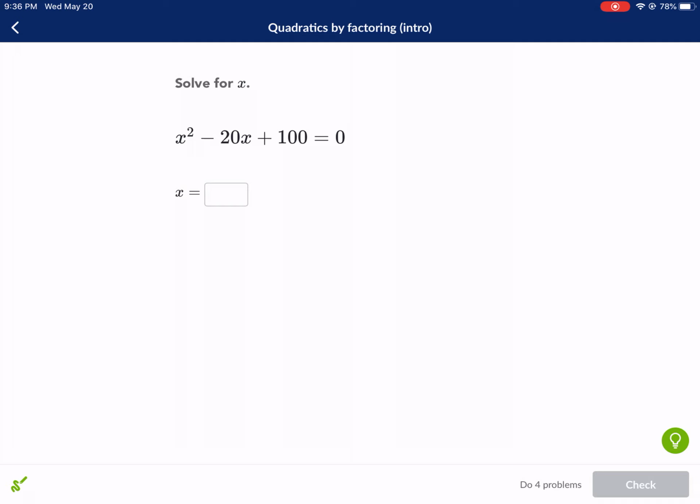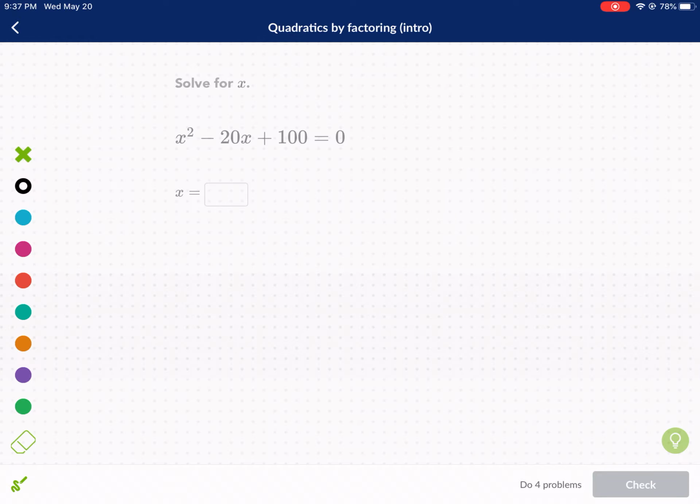We have solve for x here, and the quadratic that gives us is x squared minus 20x plus 100 equals 0. Here's the key to these problems. Number one, you're going to need two parentheses where you're going to put two binomials. I like to call them slots.